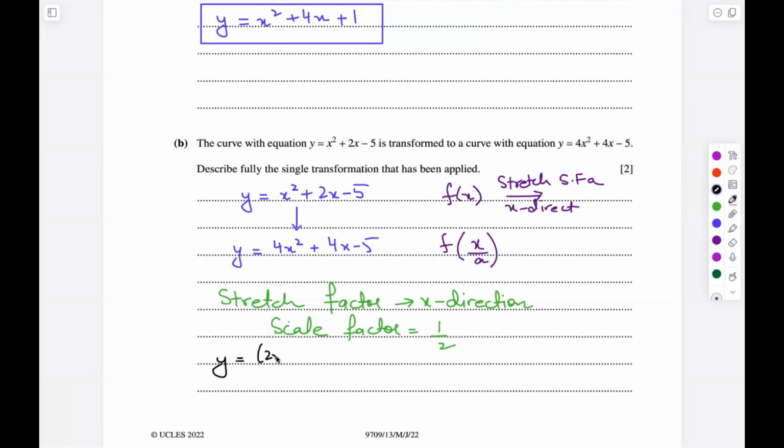in place of x, we'll write 2x. In place of x again, we'll write 2x, minus 5. So this will be equal to 4x squared plus 4x minus 5. So basically, this represents a single transformation, which is a stretch in the x direction, and the scale factor will be 1 upon 2.